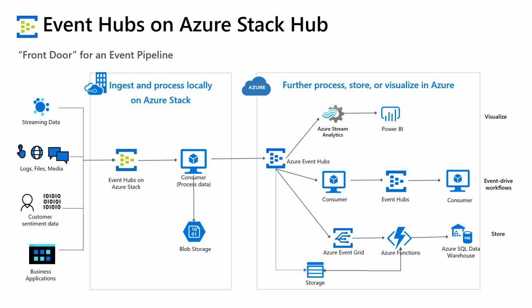For example, imagine an application where your input would be streaming data, logs, files, media that are coming through, and maybe customer sentiment data, for example like a Twitter feed, or data coming through business applications. You can have that data filtered and sent through an ingestion pipeline using an Event Hub available on Azure Stack.